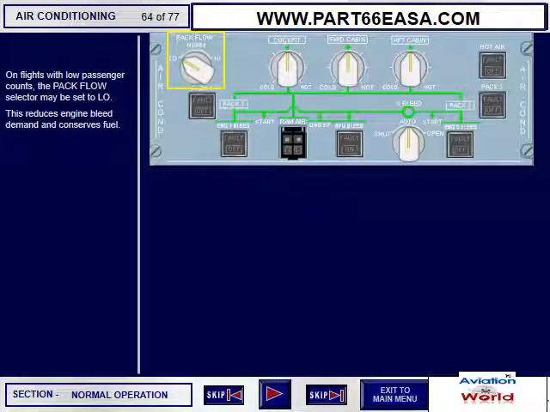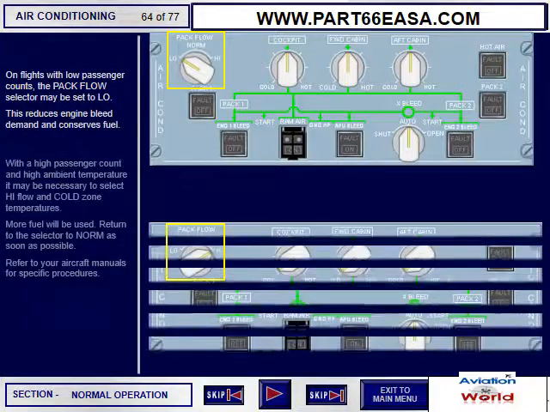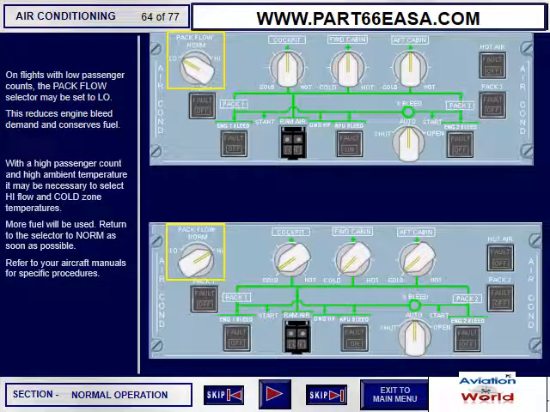On flights with lower passenger counts, the pack flow selector may be set to low. This reduces engine bleed demand and conserves fuel. With a high passenger count and high ambient temperature, it may be necessary to select high flow and cold zone temperatures. More fuel will be used. Return the selector to norm as soon as possible. Refer to your aircraft manuals for specific procedures.